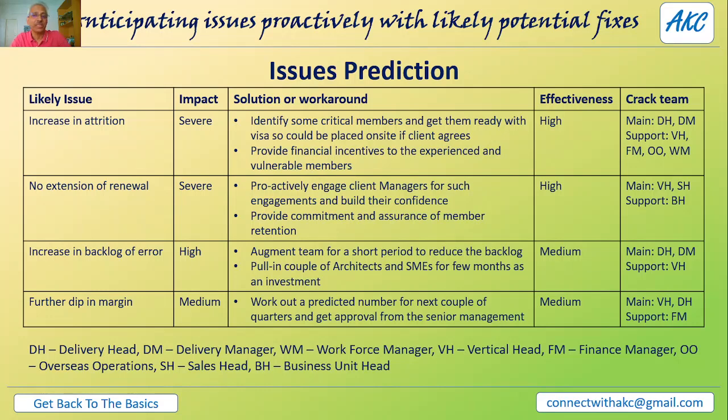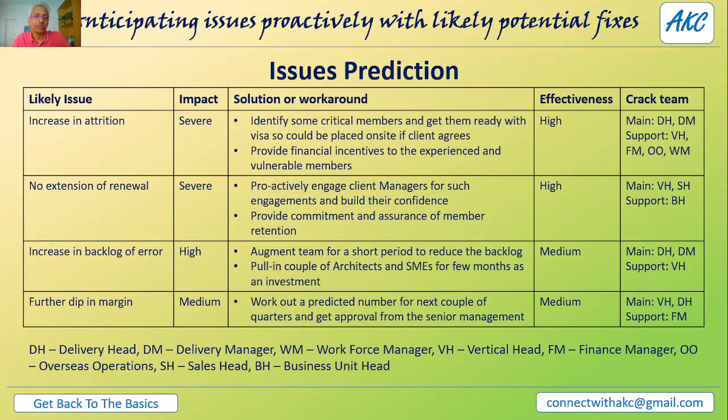For example, another one was a likely issue that we may not get extension of renewal. This again could be severe, and we identified the action as proactively engaging the client for such engagement and building their confidence. So what we should do is reach out to them proactively and provide some commitment assurance again that we will retain the members, we will retain the members with the knowledge, right? That kind of assurance.